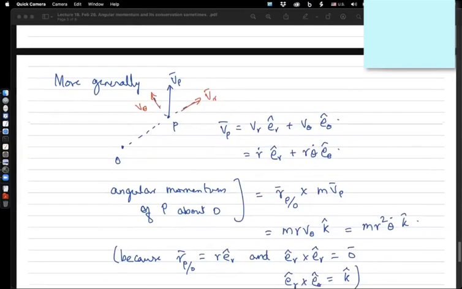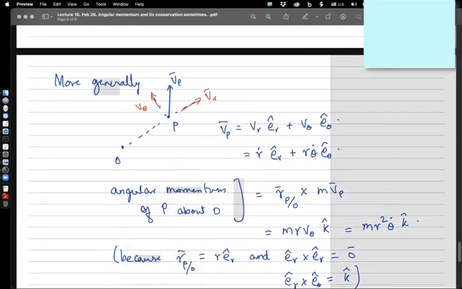So if you take some point P, and let's say instead of S, I'm calling this O, the velocity of point P is in some weird direction. It's not perpendicular to OP. So what's the cross product, or what's the angular momentum?